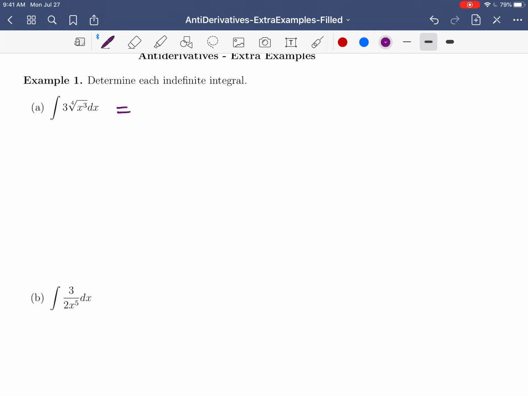First of all, I can pull the 3 out of the integral, and I can also write the x. Instead of the fourth root of x cubed, it's actually x to the 3/4. And then I can use the reverse power rule. So this is going to be 3 times, if I add 1 to the exponent, I want to add 4, I'm going to have 7/4.